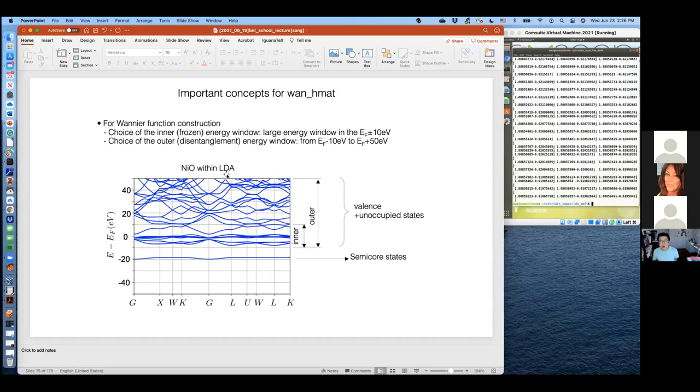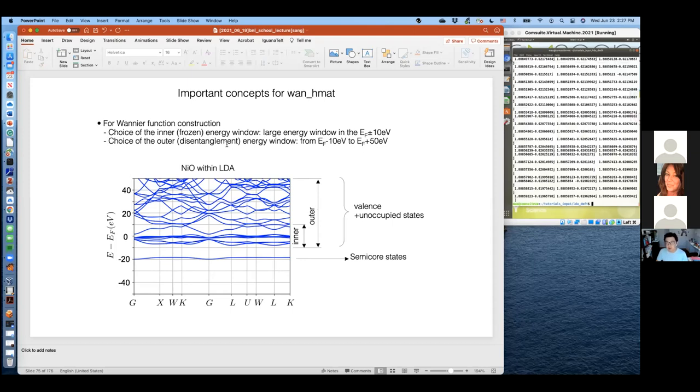Okay, so I have introduced you to the important concept of the control dictionary. However, for the Wannier function construction, there is an important concept you should know. For the Wannier function construction, we need two different energy windows. One is the so-called frozen or inner energy window, and the other important one is the outer or disentanglement window.